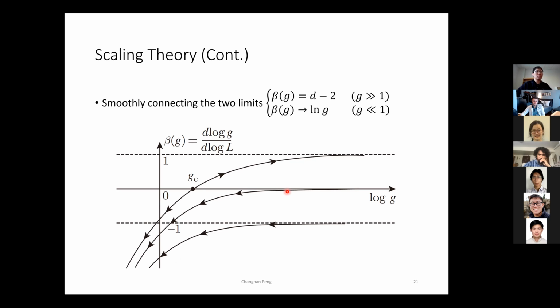And it's weak localization in 2D because we see this line approaches 0 very closely when we have a large G value. So actually the flow to this localization limit is very slow. So we have weak localization in a 2-dimensional system.